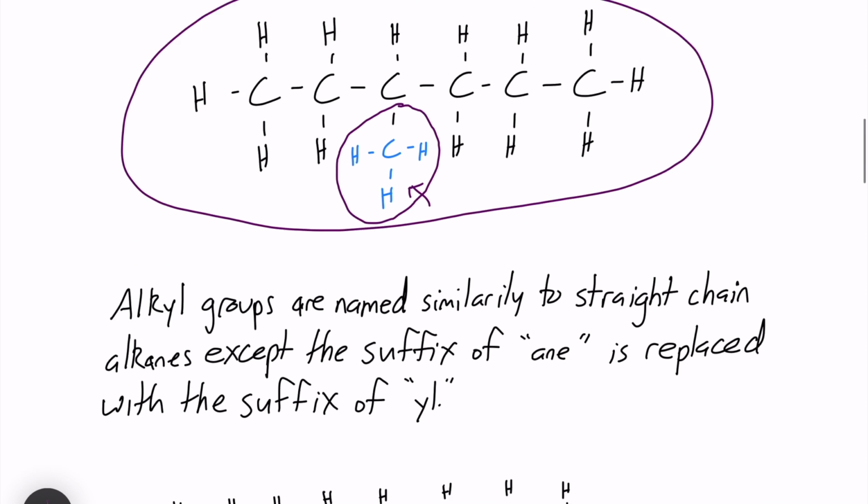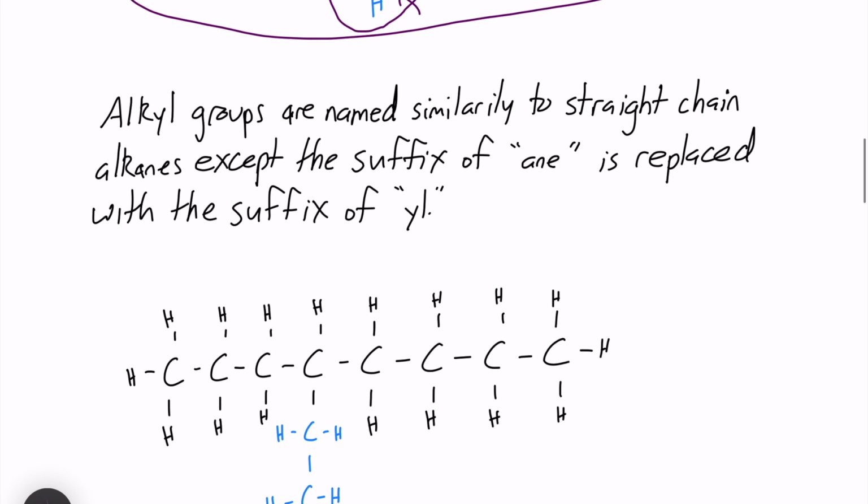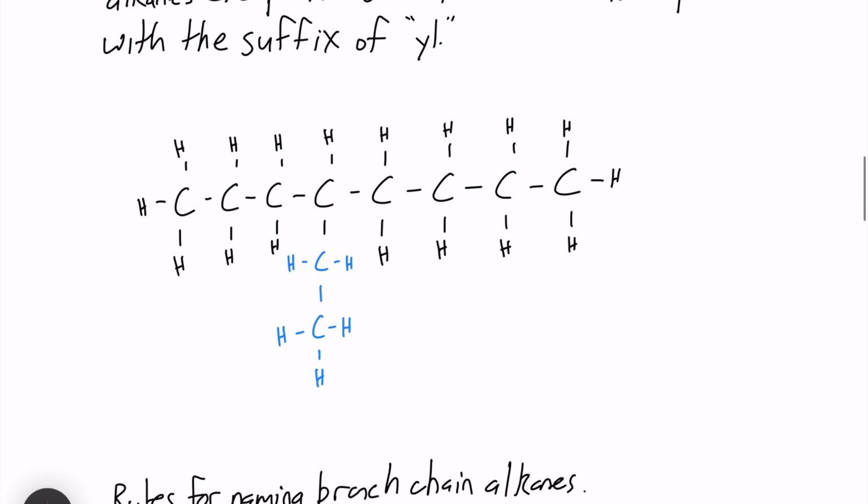Alkyl groups are named similarly to straight chain alkanes, except the suffix of -ane is replaced with the suffix of -yl. If we take a look at this example, we're just going to name our substituent. What I'm circling here, we see that there are two carbons attached to the parent chain. So we have a CH2 group. We also have that CH3 group on the very end.